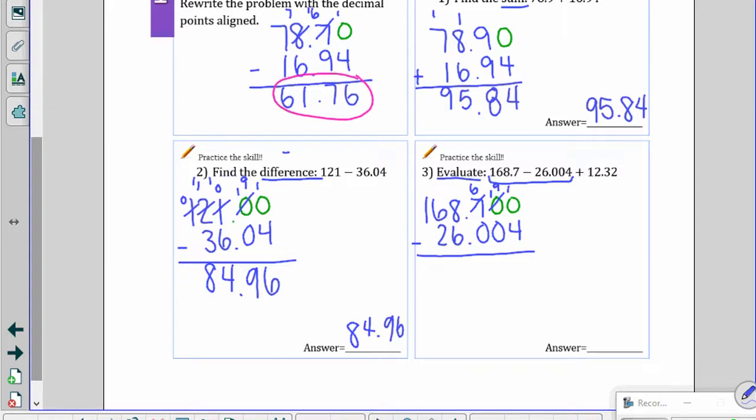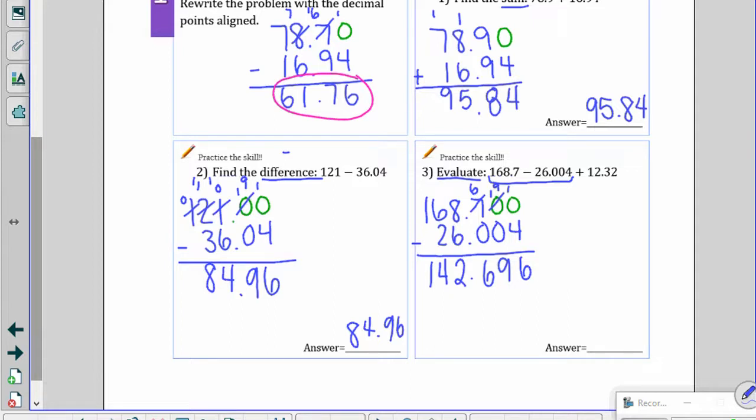10 minus 4 is 6. 9 minus 0 is 9. And 6 minus 0 is 6. All right, getting into the ones place, 8 minus 6 is 2. 6 minus 2 is 4. And 1 minus 0 is 1. So for our first step, we have 142 and 696 thousandths.